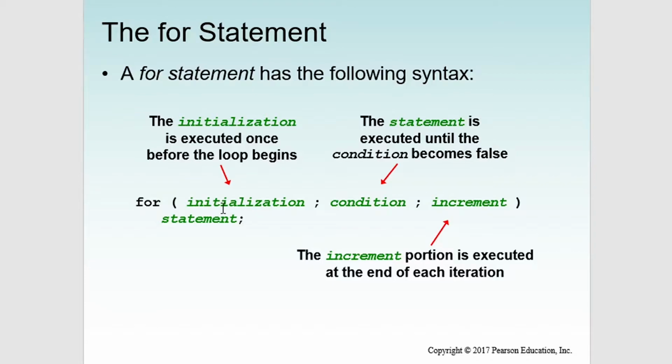specific number of times. So the initialization is where we're going to put the variable that's going to control the loop. The condition is where we're going to put the condition, like the count is less than 5. And the incrementation is where we're going to increment the control variable.